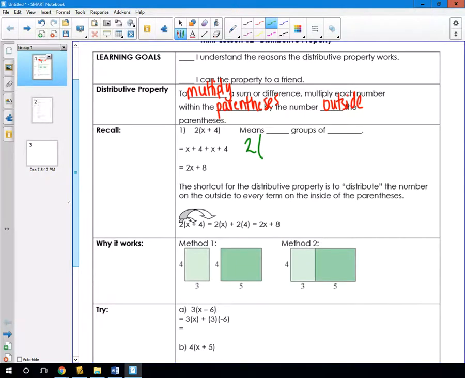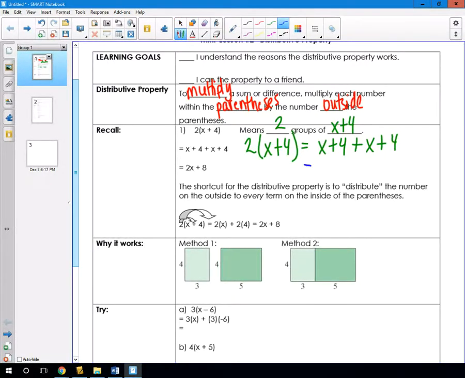2 times the quantity of x plus 4. Okay? So if we were to talk about what that means, we know that 2 is on the outside. That means we're multiplying times. But we're not just multiplying times a number. We're multiplying times a sum, a quantity of x plus 4. If we were to break that down, that actually means 2 groups of x plus 4. Okay? So if we were to write that out to show exactly that in expanded form, we'd have 1 group of x plus 4, but we said it's 2 groups of x plus 4, so then we're going to add another group of x plus 4.